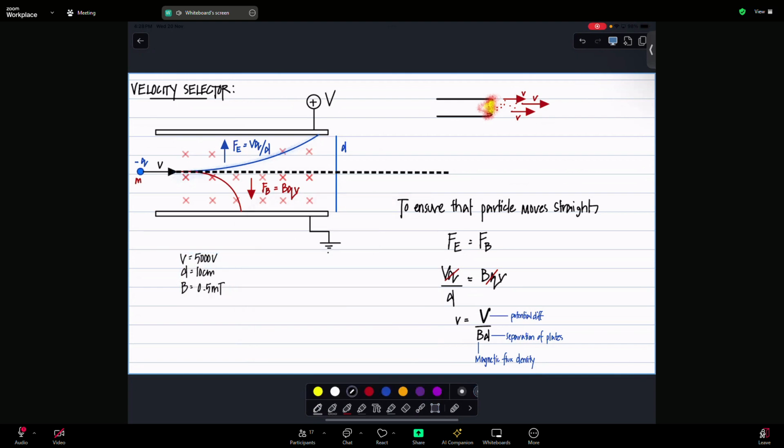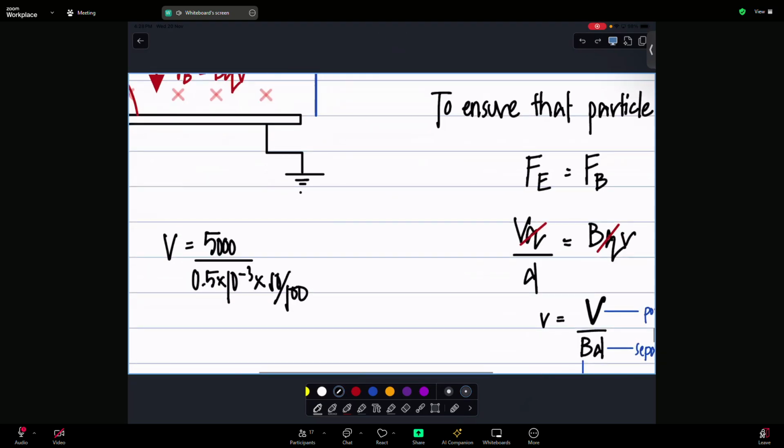Just use the formula. Velocity equals 5000 divided by 0.5 into 10 to the power minus 3 into 10 centimeters, which is 10 divided by 100. How much is the velocity? 1 into 10 to the power 8. That's right. Very close. 1 into 10 to the power 8 meters per second. You can go faster than the speed of light, obviously, right? Anyways, this is the speed.